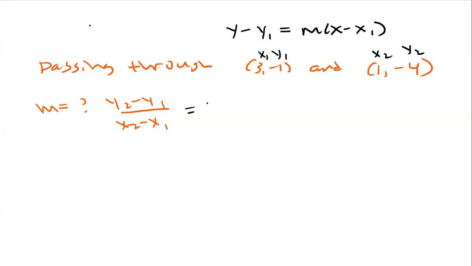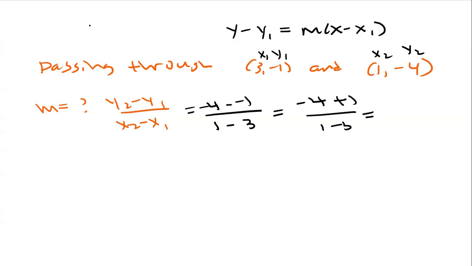So then I just plug it in. So we have -4 minus -1. And then we have x2, which is 1, minus 3. So that's going to give us a -4. Two negatives is a +1, so -4 plus 1 is a -3. Okay, and then 1 minus 3 is -2. So that becomes 3 over 2, because two negatives will make that a positive. Okay, so this is the slope.